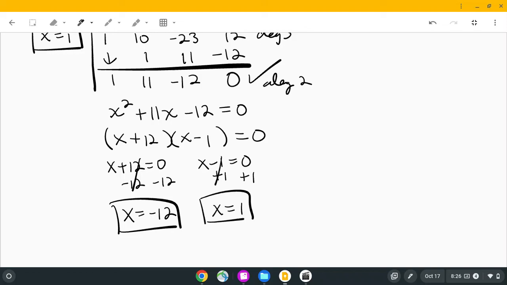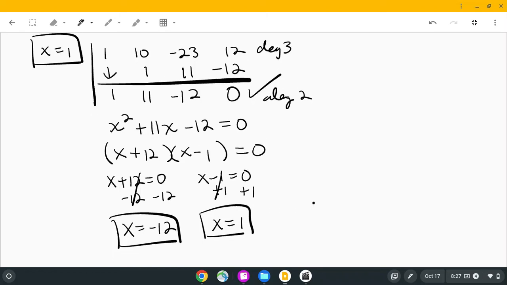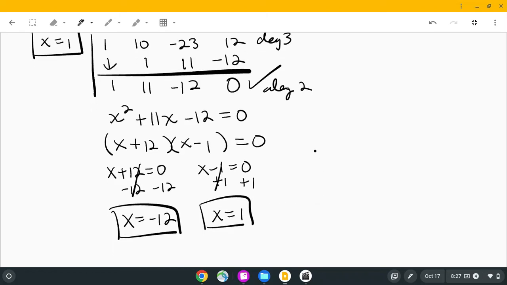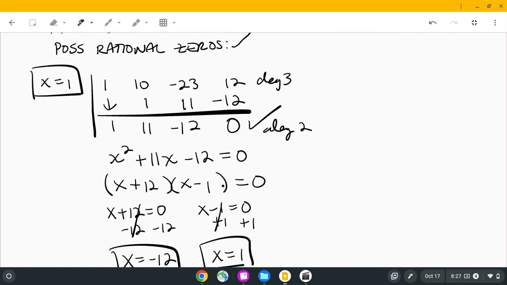So here are your 3 answers. X equals 1, x equals negative 12, and x equals 1 again. Okay? All right, so that's pretty much how they all work. Try to find 1 zero in these degree 3s. If you can find 1 zero, then try factoring or using quadratic formula on the rest.